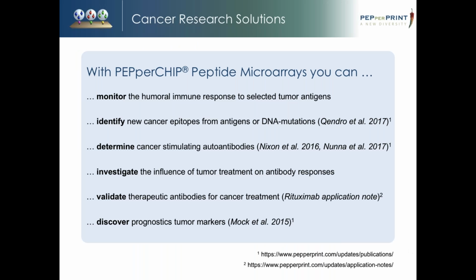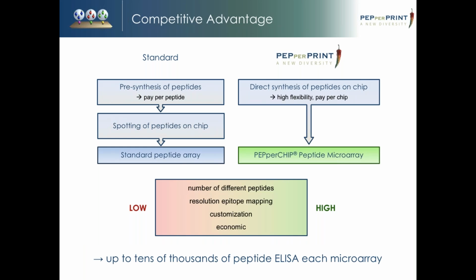So specifically, in more detail, some of the applications we're going to cover is with PEPperChip peptide microarrays. We can monitor the humoral immune response to selected tumor antigens, identify new cancer epitopes from antigens or DNA mutations, determine cancer-stimulating autoantibodies, investigate the influence of tumor treatment on antibody responses, validate therapeutic antibodies for cancer treatment, and discover prognostic tumor markers.